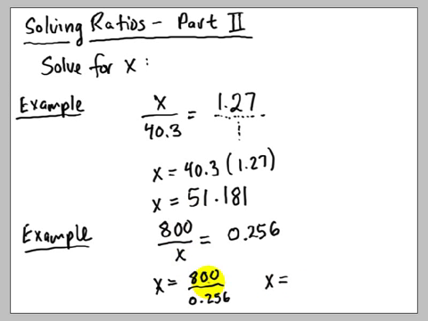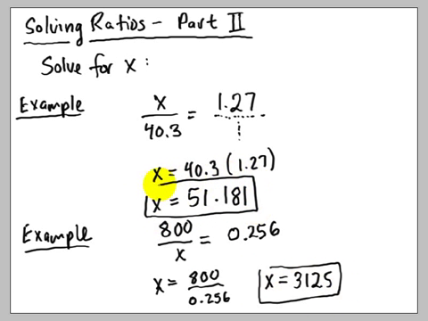And to finish this problem, let's go to the calculator and see what is 800 divided by 0.256. It is 3,125. So that's my answer for this one. And here's my answer for this one.